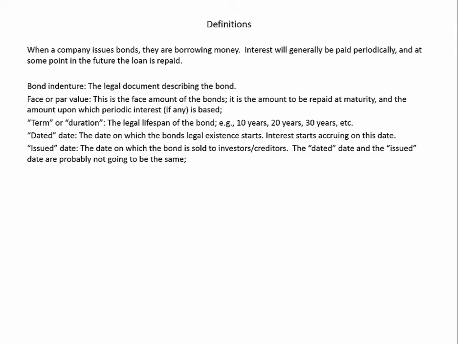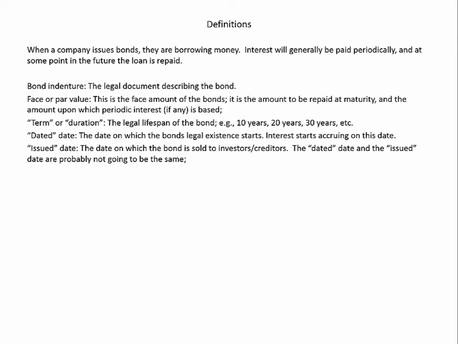The issue date. This is the date on which the bond is actually sold to investors or creditors. The dated date and the issue date are probably not going to be the same for a number of reasons. First, the dated date might be January 1st. New Year's Day, business is not transacted, so you probably won't issue any bonds on January 1st. Secondly, it takes a long time to bring bonds to market, 9 months, a year and a half, 2 years. So, let's say that it's now the first week of January, and we say, well, gee, we want to borrow some money for a major project. Let's go ahead and draft a bond indenture to borrow money January 1st, 2014, a year from today.